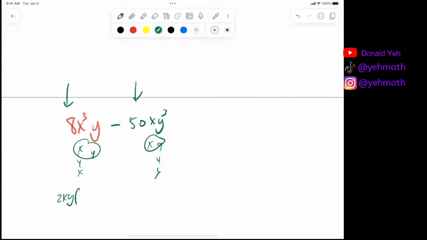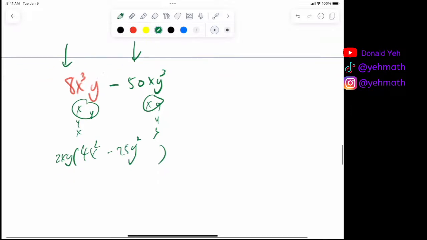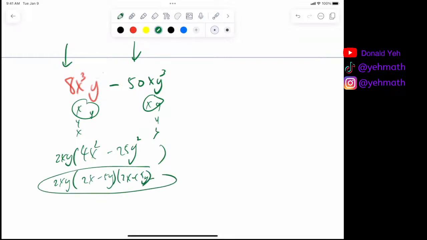So it'll be 2xy. Now just think about 2xy times what equals 8x cubed y. So it's 4x squared minus what? And what do you see? This is a difference of squares, so you should see that. So it'll be 2xy times 2x minus 5y and 2x plus 5y. And that will be like the last test question. There's one of them like this.